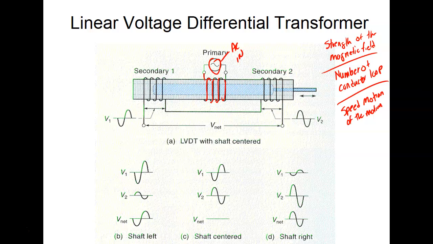That's a standard transformer. In a standard transformer, you don't change the strength of the magnetic field. The magnetic field is determined by that big laminated core in the center, right? Well, what we're going to do with an LVDT is change the strength of the magnetic field by shifting the core. So the core actually shifts. The more of the core we put into the secondary, the more output we get.